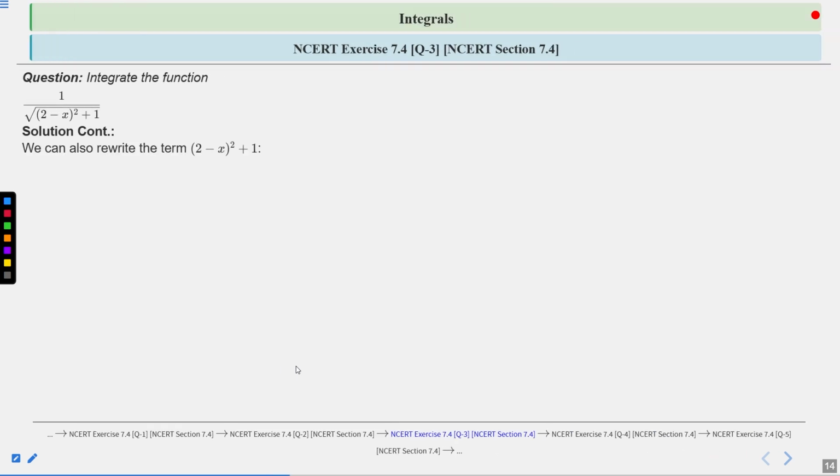Now we can also rewrite the term 2 minus x whole square plus 1. So 2 minus x whole square plus 1 is equal to 4 minus 4x plus x square plus 1, which is equal to x square minus 4x plus 5. So the solution is minus of log mod 2 minus x plus root over x square minus 4x plus 5 plus c.